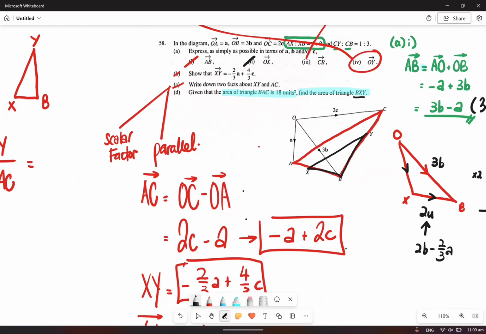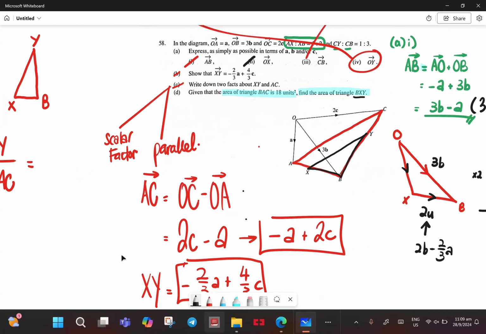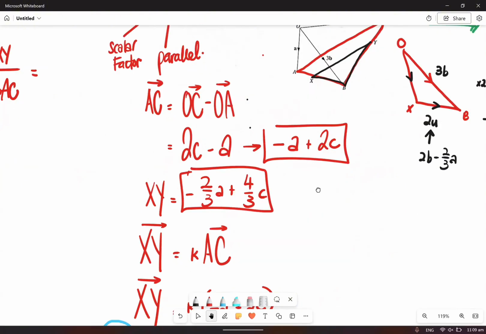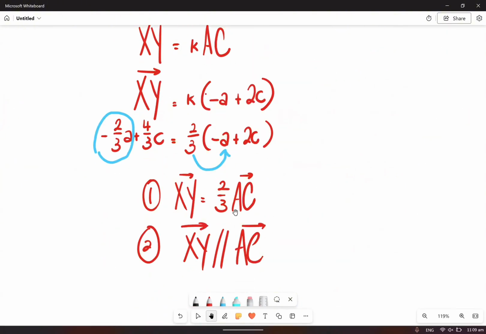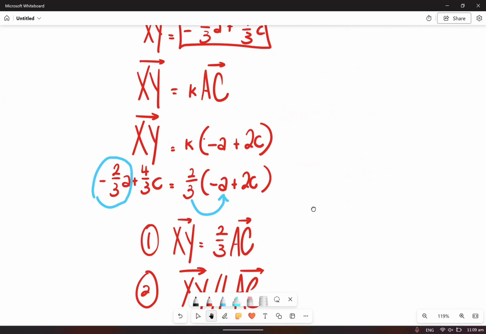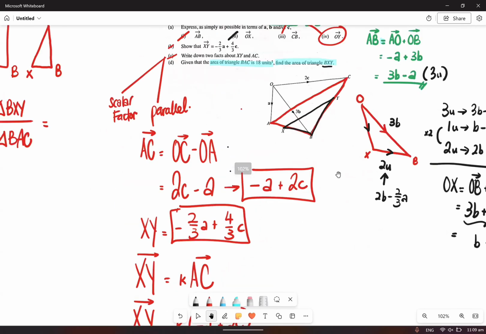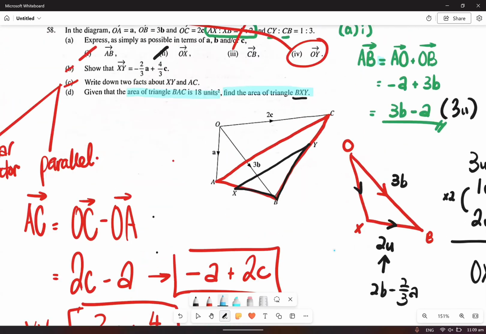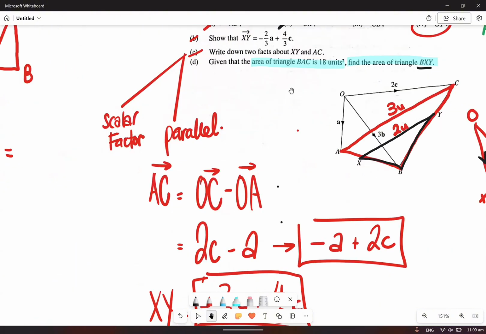Why? Because just now we learned about the scalar. You all remember the scalar? Can you all see XY is 2/3 of AC? That means XY is 2 units and AC is 3 units. That's how you do it, because you don't have the exact measurements right now. You can only go by proportion.